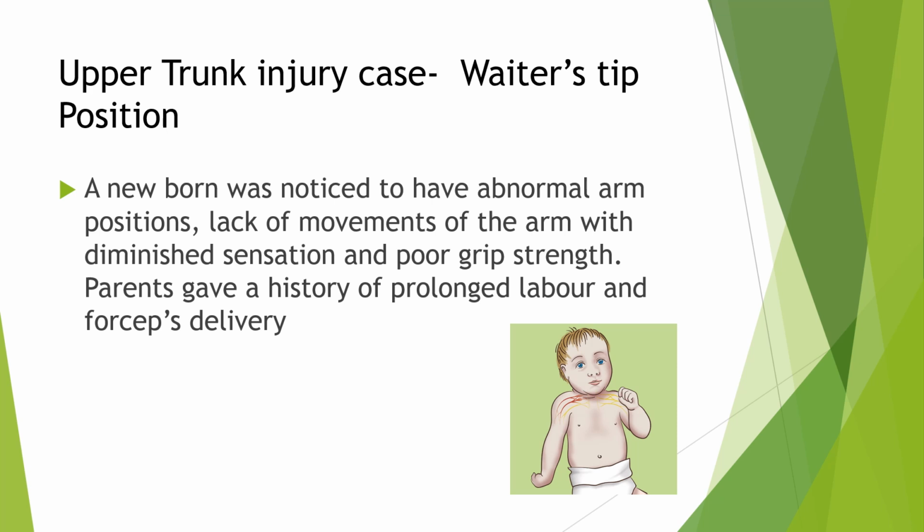We shall now look at the upper trunk injury case. A newborn was noticed to have abnormal arm positions, lack of movements of the arm with diminished sensation and poor grip strength. Parents gave a history of prolonged labor and forceps delivery. This position of the hand in this child is called as waiter's tip position.